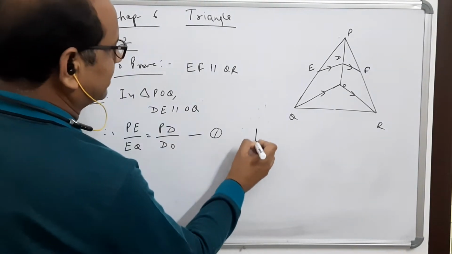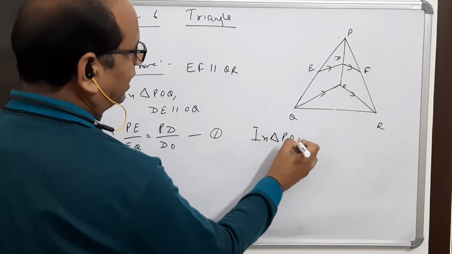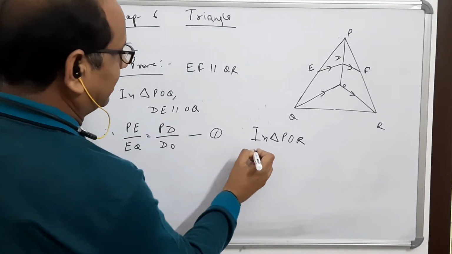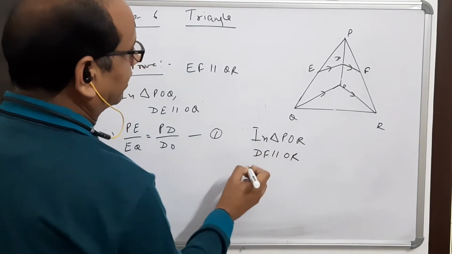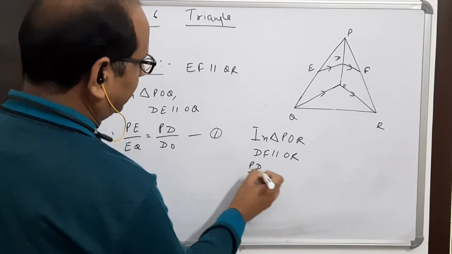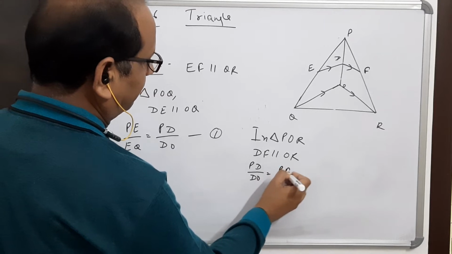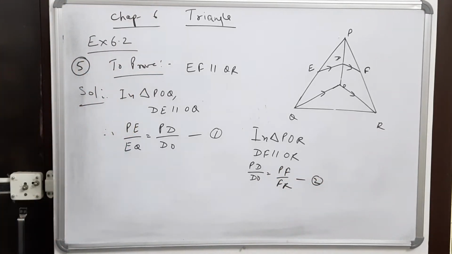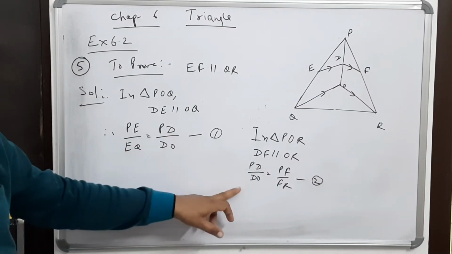The second part is in triangle POR, what you will find? DF is parallel to OR. So PD upon DO is equal to PF upon FR. This is again by the BPT. Now you see this PD upon DO, PD upon DO.